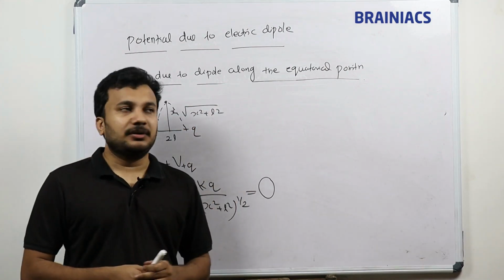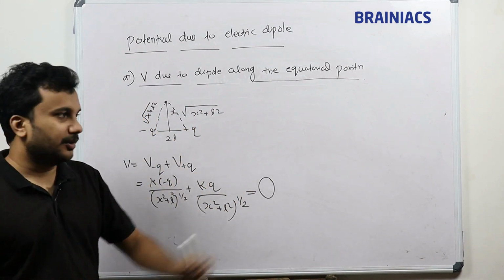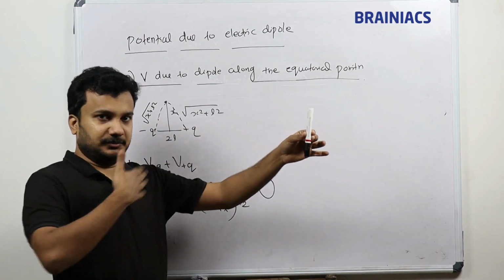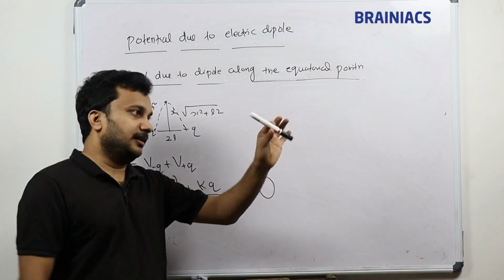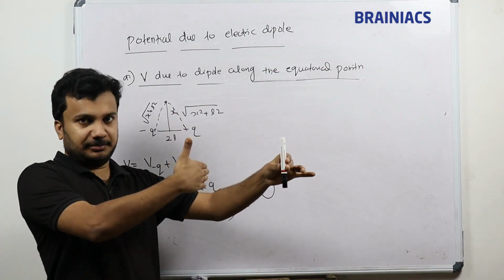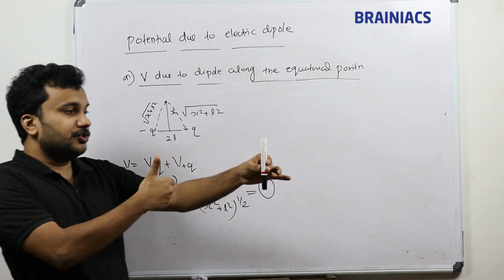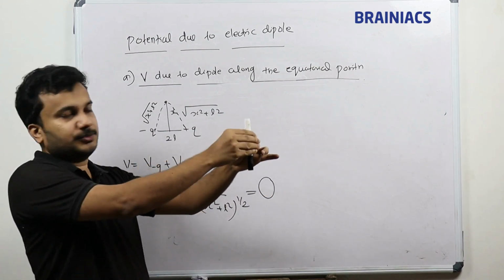Okay, so let me take two charges. One charge will be here and one charge will be here. So the two charges are, one is my right hand, this hand, and one is this pen. Now, this is a minus q charge and this is a plus q charge.